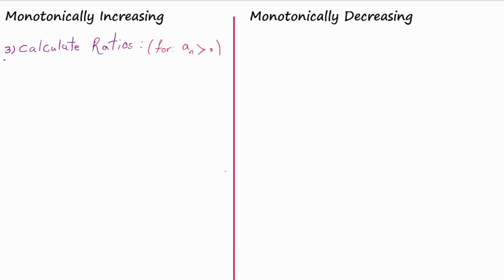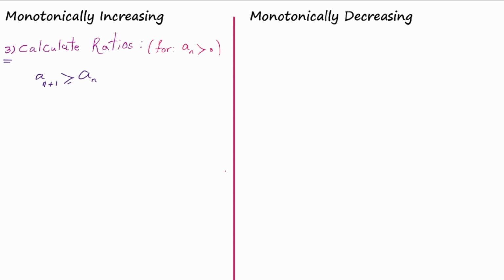Our third rule for finding out whether a sequence is increasing or decreasing is calculating the ratios. We found that for any increasing sequence, a sub n plus 1 is greater than or equal to a sub n. If we divide both sides of an inequality by a positive variable, there is no need to change the direction of the inequality sign. So this rule is useful for sequences that are not negative.